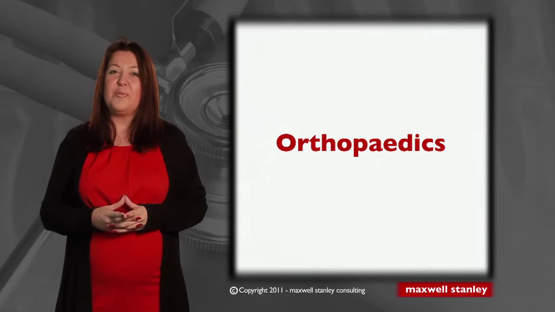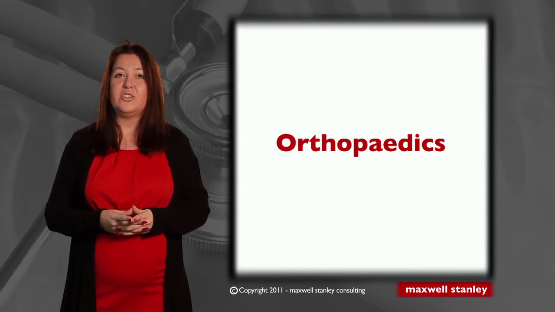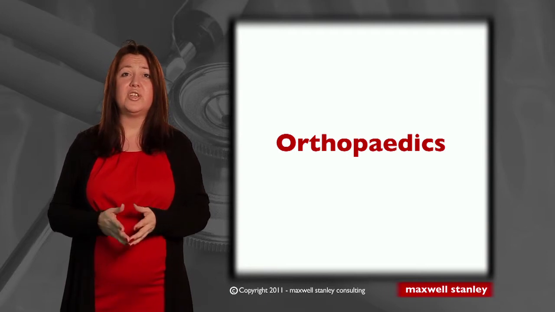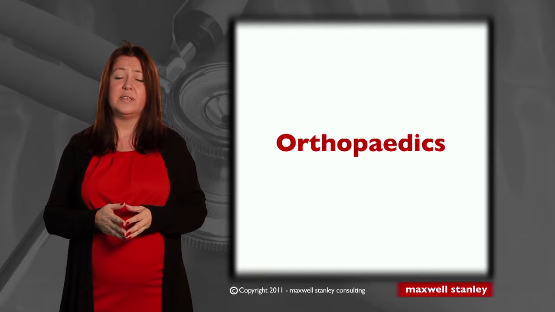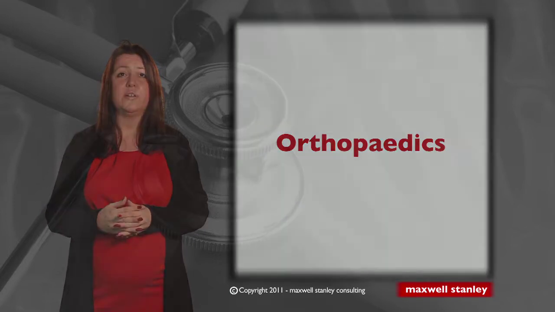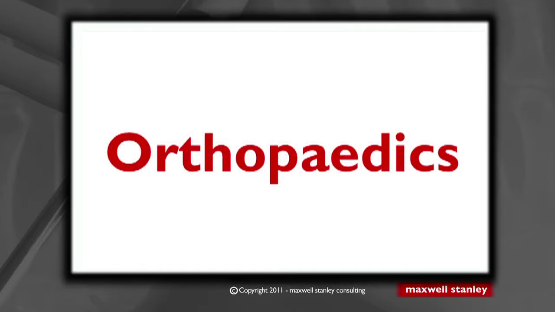We're going to start with orthopaedics, ICD-10 Chapter 13 and OPCS Chapter W. Remember that this chapter excludes congenital deformities, which are covered in Chapter 17, and it also includes chronic injuries. Current conditions of the musculoskeletal system are covered in Chapter 19, which is injury, poisoning, and certain other consequences of external causes.